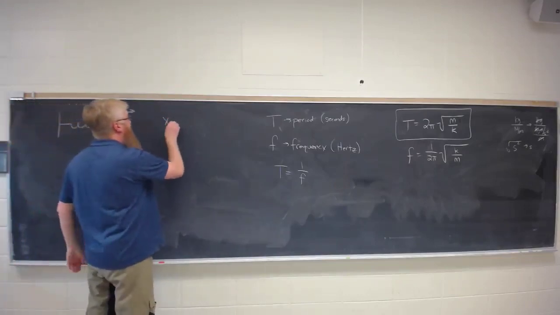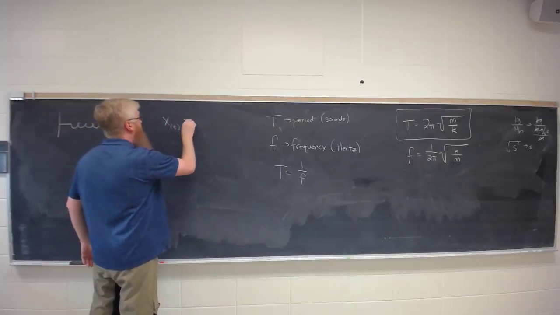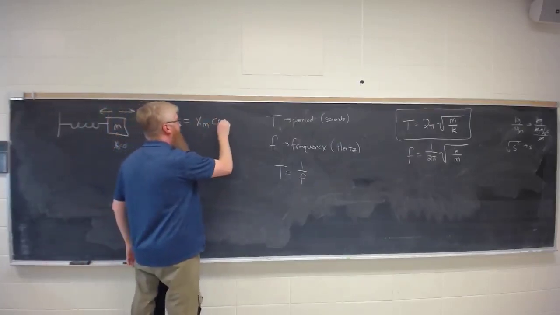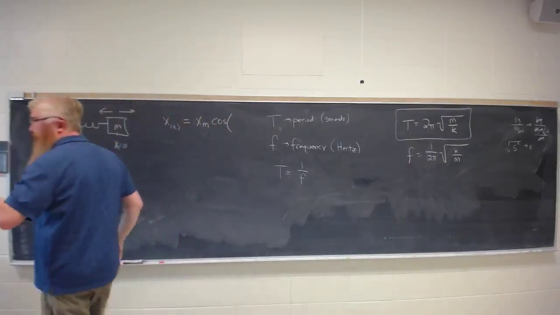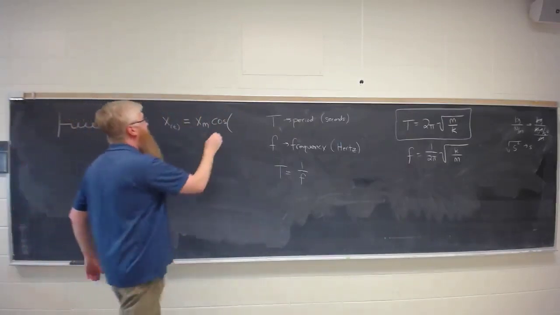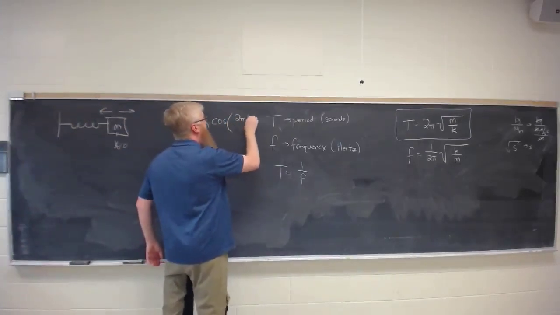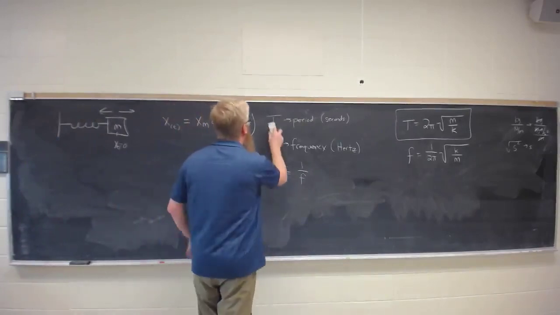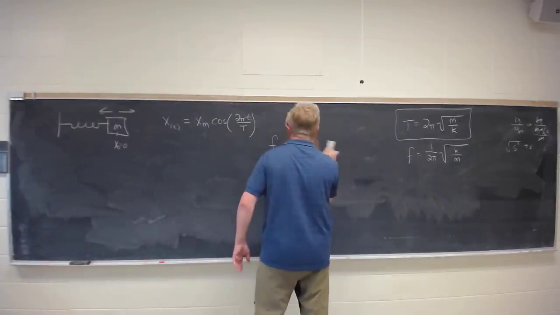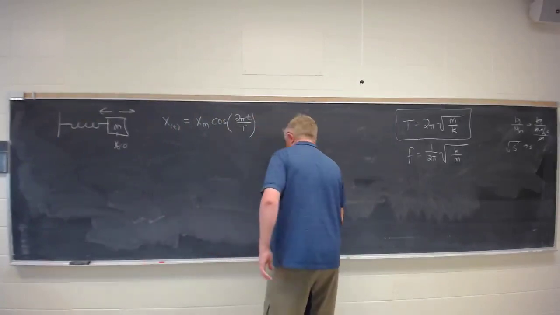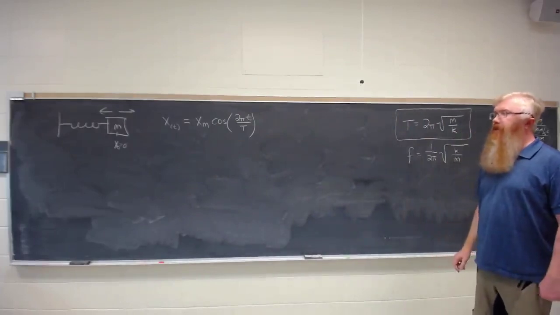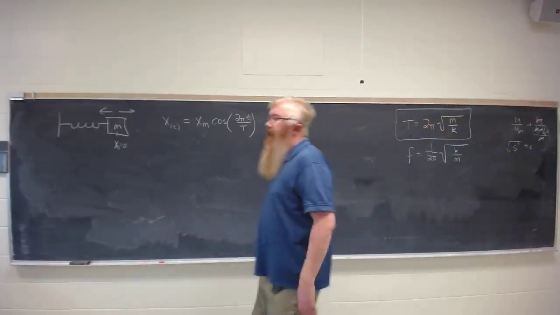The position as a function of time is equal to the amplitude times the cosine of 2 pi times the time over the period. Again, I'm used to using sine, but your book uses cosine for some reason. It's not that different.